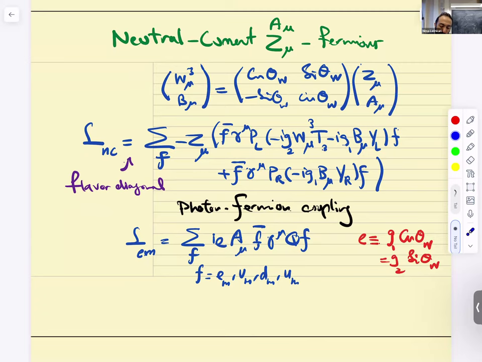So, anyway, the photon fermion coupling always takes the following form, where E, the electromagnetic charge, is just G1 cosine theta W, otherwise known as G2 sine theta W. So it's basically G1 G2 over the square root of G1 squared plus G2 squared.